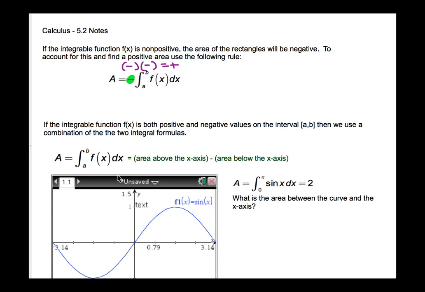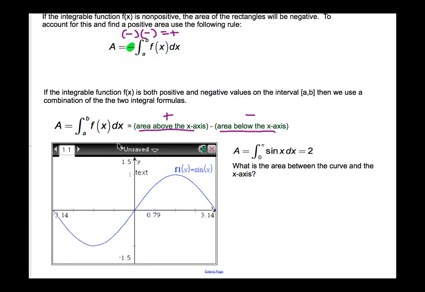So if you've got an integrable function f of x with both positive and negative values, we use a combination of this formula and the one from the previous slide. So the integral from a to b is going to be the area above the x-axis minus the area below the x-axis. And remember, this is going to be a positive number here. This is going to be a negative number here. And so what you're doing is you're actually subtracting a negative number, which makes it positive. Well, how does that work? Well, let's look at this guy right here.